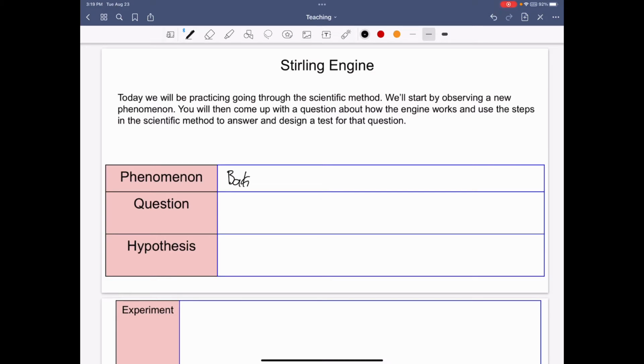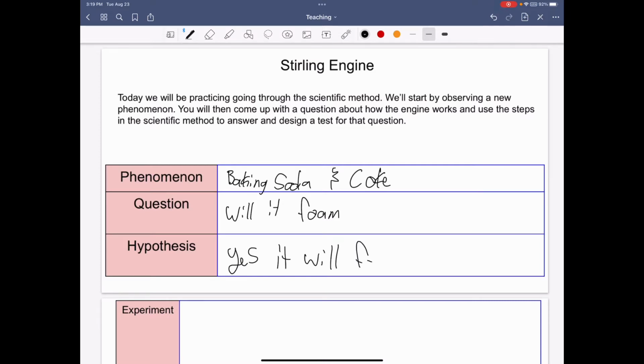So we're going to mix baking soda and Coke. That's our experiment. We want to know, will it foam like baking soda and vinegar do, or like Coke and Mentos? Okay, hypothesis. Maybe I think yes, it will foam.